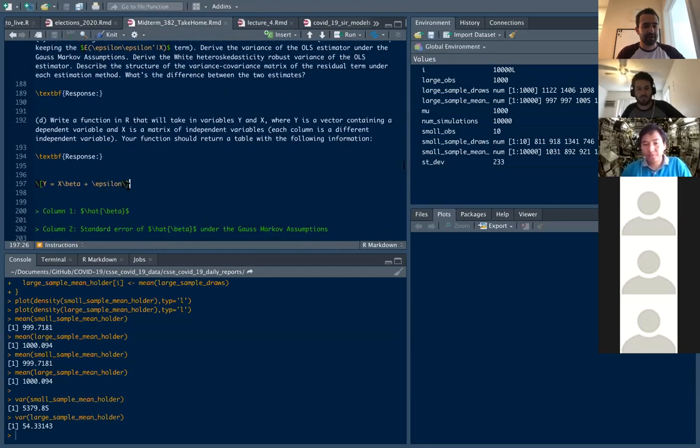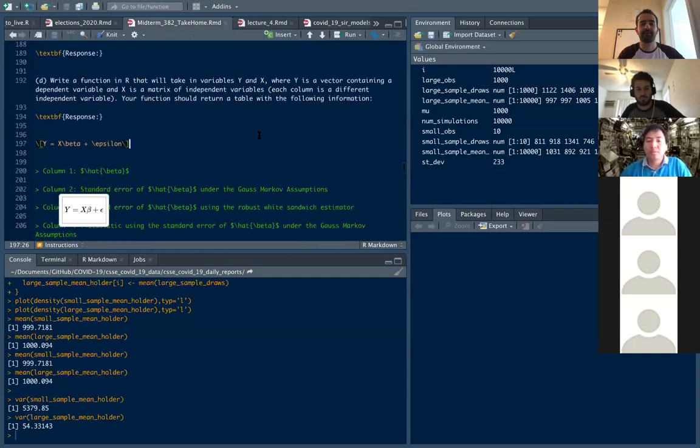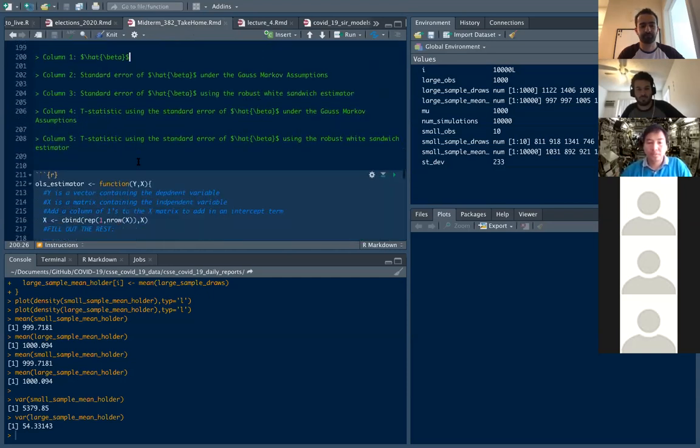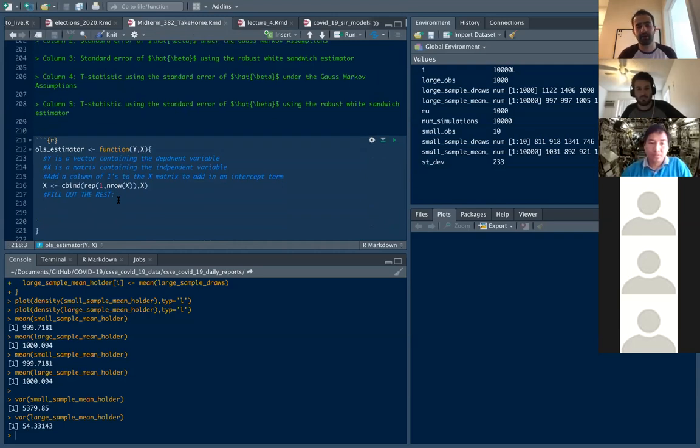Okay, but before we did that, there was another question that asked you to write a function in R that'll take in the variables y and x, where y is a vector containing a dependent variable and x is a matrix of independent variables. Each column is a different independent variable. Your function should return a table with the following information. Here I wrote some code to get you started on writing that function. So let's write this kind of quickly.